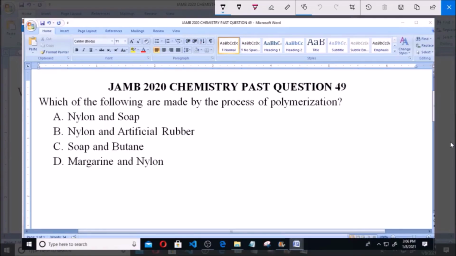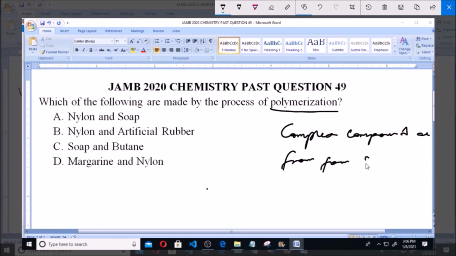Which of the following are made by the process of polymerization? Now, polymerization simply refers to the process whereby complex compounds are formed from simple or simpler compounds.